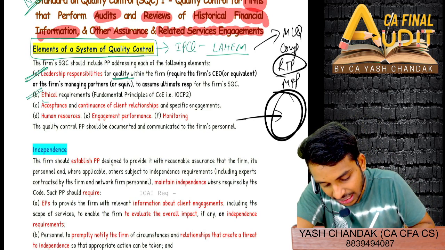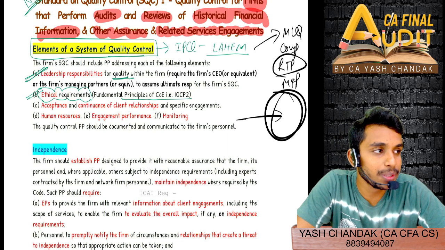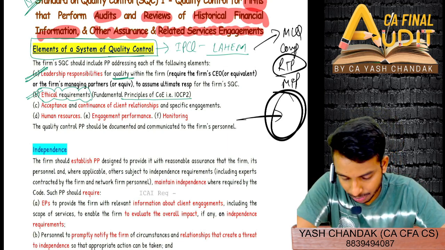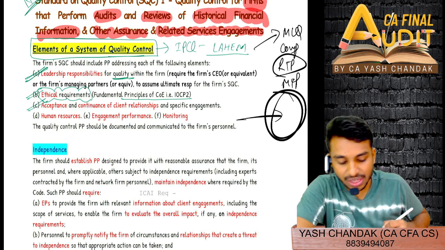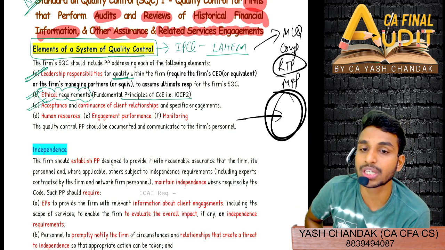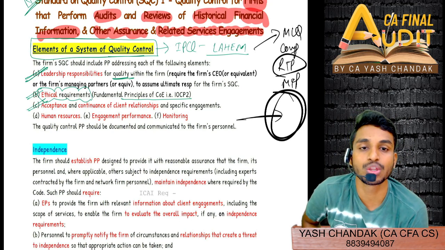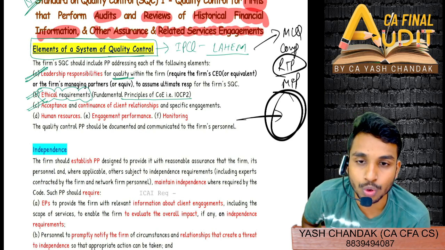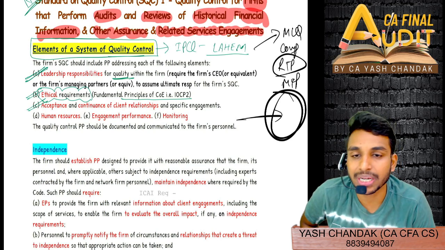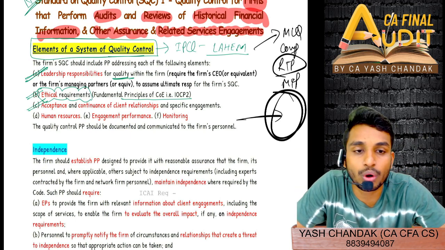Similarly, second is the ethical requirements that need to be followed, where we will study IOC-P2. IOC-P2 is nothing but your ethical responsibility. These are elements of SQC1, and third, acceptance and continuance of client relationships. I gave you an example: if a client comes to you and says, sir, I want auditing services from you, I want you to get my books audited, and for that I'll give you 10 lakhs. So you all accepted the auditing services from the client immediately, right?